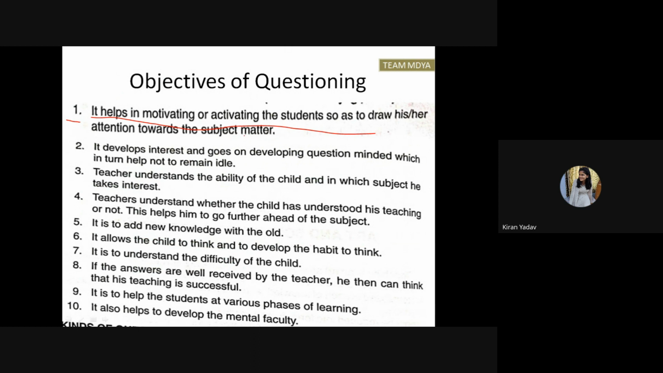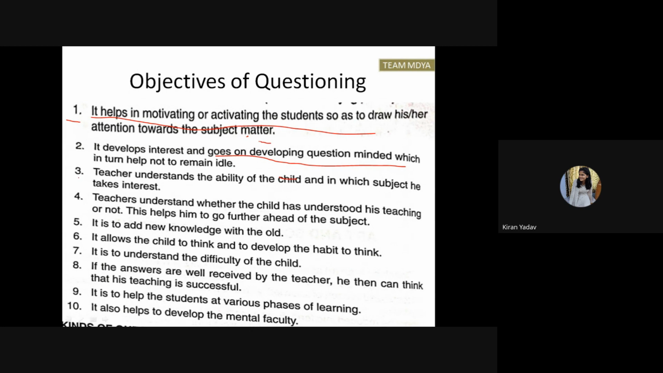Second point, it develops interest and goes on developing question-mindedness, which in turn helps not to remain idle. So when you ask someone a question, they pay attention to the subject you are teaching, and they are not mentally switched off in learning that topic. They are not lazy.